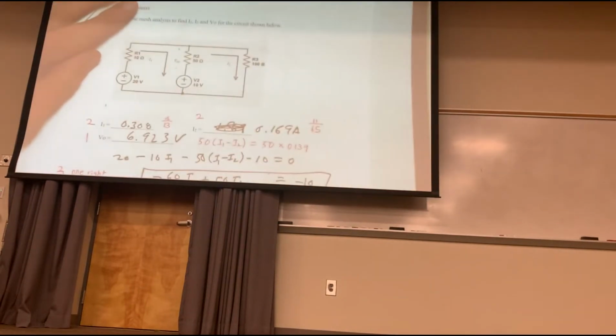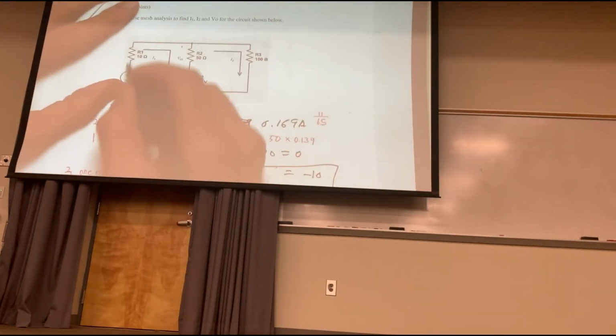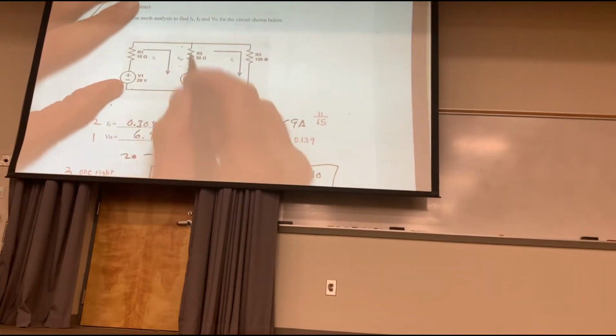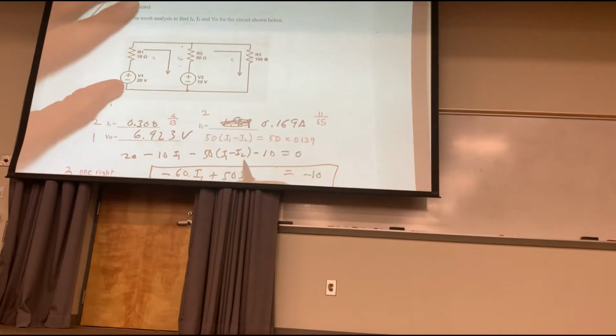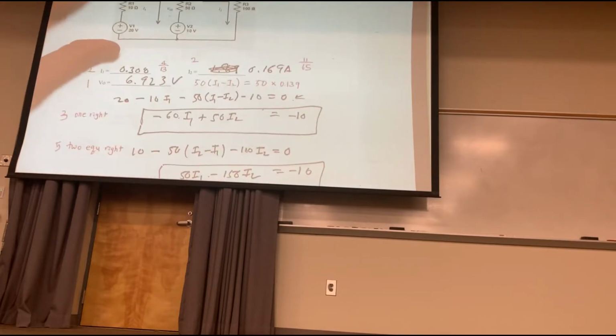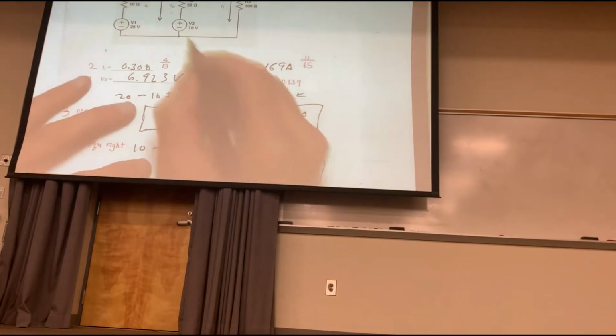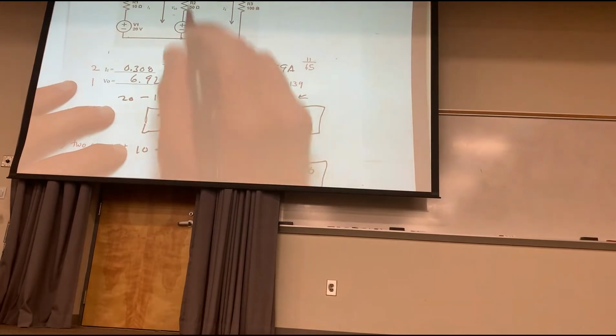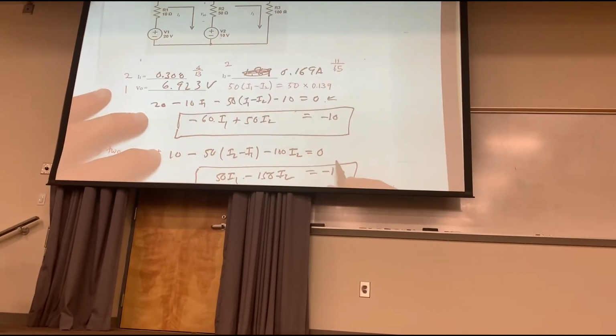For this one, same deal. Mesh on this one. Now here, I start, I'm going around this loop. I get an increase of 20, then a decrease of 10 I1, then a decrease of 50 times I1 minus I2, and a decrease of 10 equals 0. That's the first equation they're looking for right there. Y'all see it? There should be no ambiguity about this. It's the way I did it in class several times. Probably 5 or 6 times we've gone through this very simple procedure. Next loop starts here, right? Increase of 10, minus 50 times I2 minus I1, minus 100 I2 equals 0.